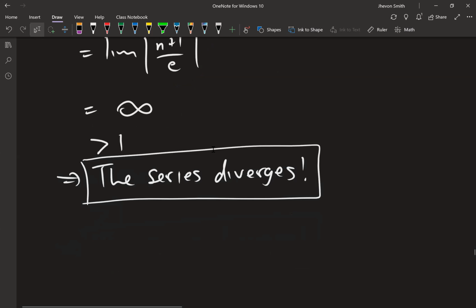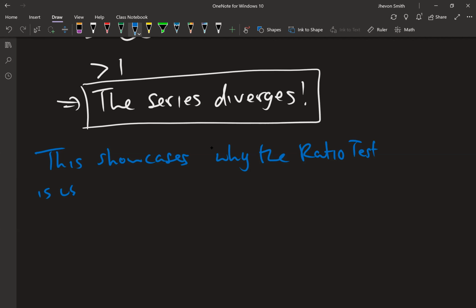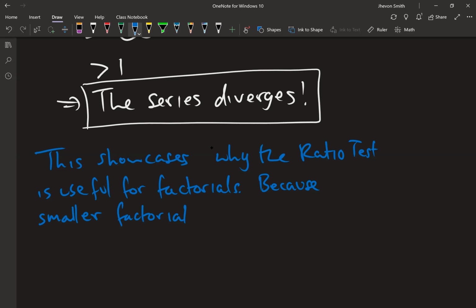But I do want to mention, this showcases why the ratio test is useful for factorials. And that's because smaller factorials are always hidden inside of larger ones. They're always a factor. Smaller factorials are always factors of larger ones.